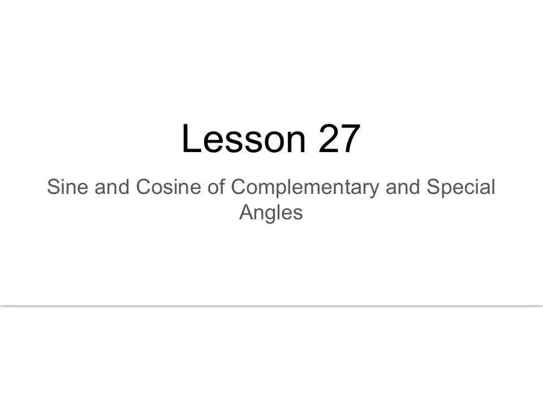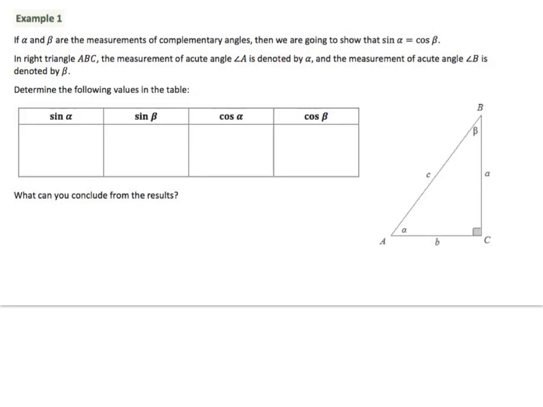Hey geometry, let's take what we learned yesterday in lesson 26 about sine, cosine, and tangent and take it one step further, dealing mainly with sine and cosine and how they relate back and forth to each other. For example 1, if alpha and beta are the measurements of complementary angles, then we are going to show that sine of alpha equals cosine of beta.